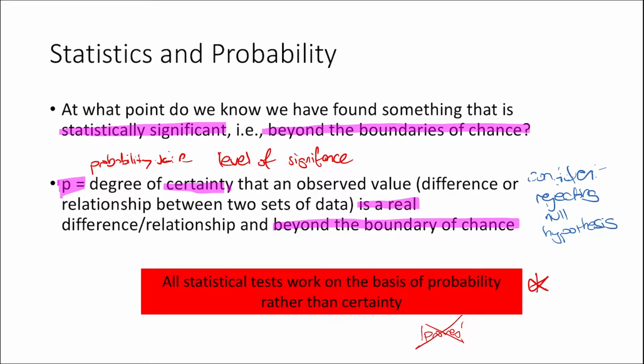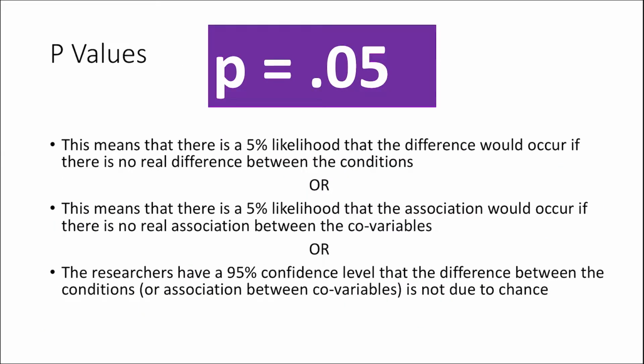All statistical tests will involve a p-value. They will always set this p-value before the research is conducted. We'll look later at how you determine a level of significance, but that p-value is always set before you even conduct your experiment or gather your data. So in psychology, we typically set the p-value at 0.05. The p-value is the smallest level of significance at which the null hypothesis would be rejected.